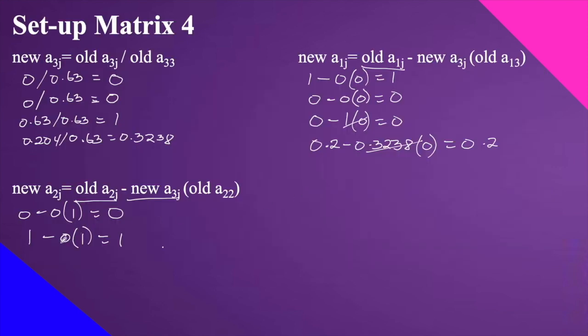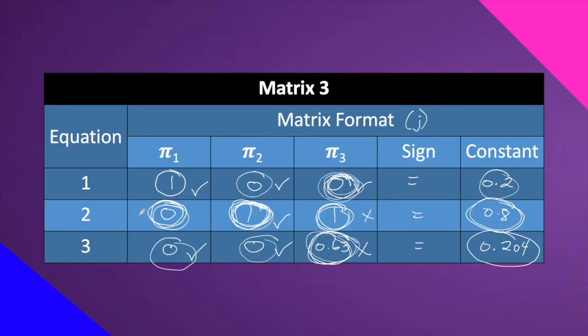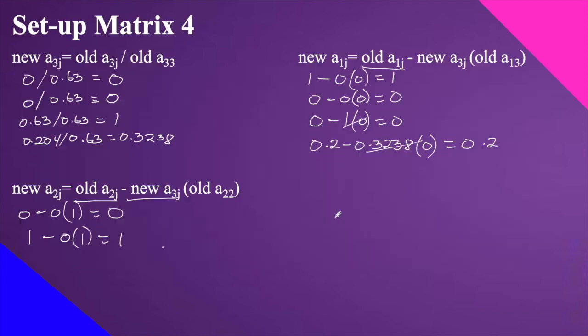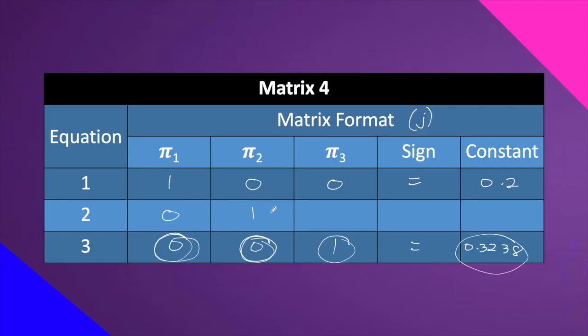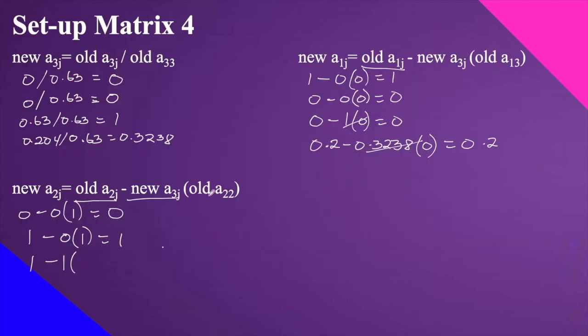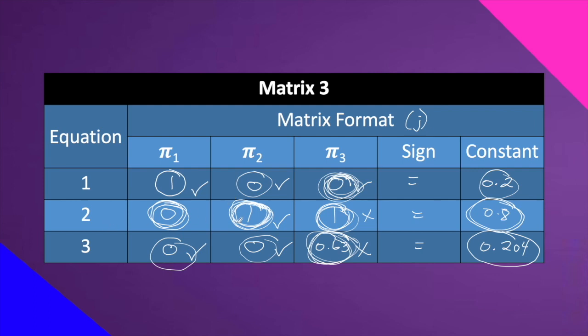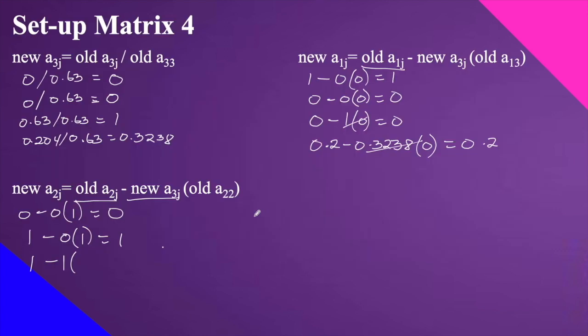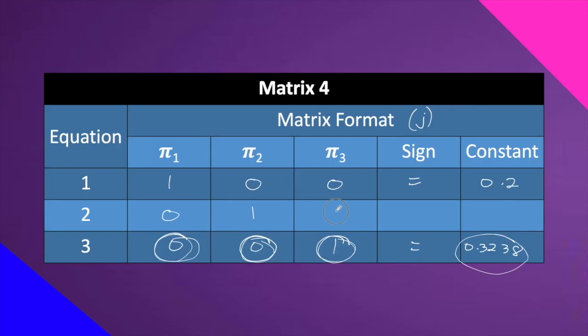Okay, next, for our third one, old a sub 2j or old a sub 23. 2 and 3, ito po, 1. So, we have here 1 minus new a sub 3j or our third. Ito po, that is 1 then. 1 multiplied to old a sub 22, matrix 3, 2, 2, that is 1. So, 1 times 1 is 1. 1 minus 1 is 0. So, 0 ang value natin dito for our matrix 4 sa third column.